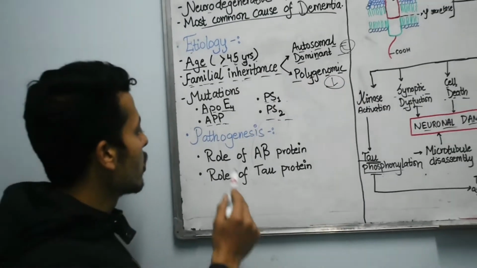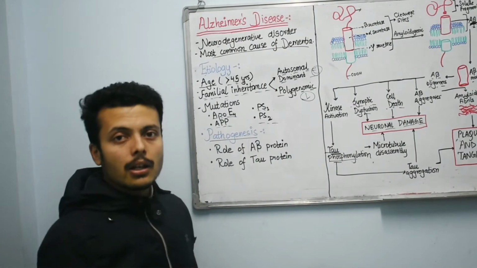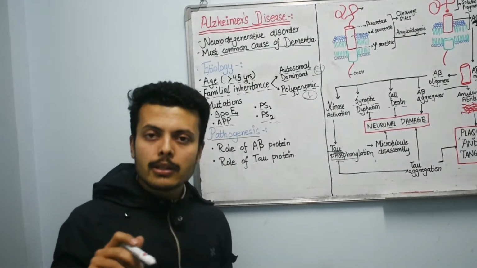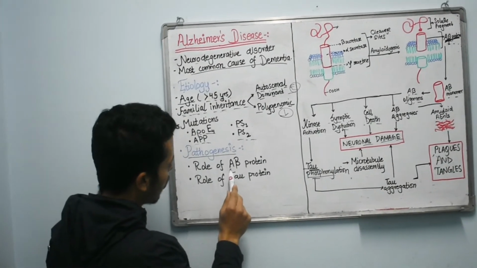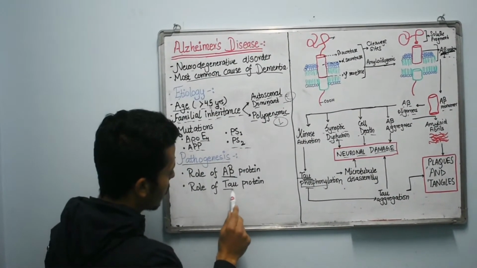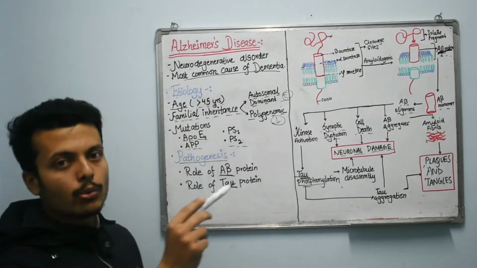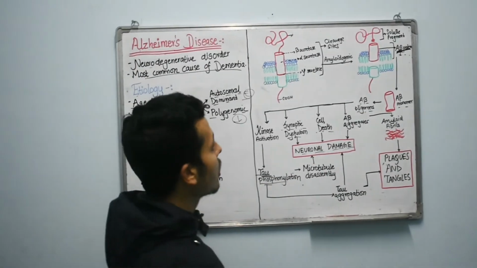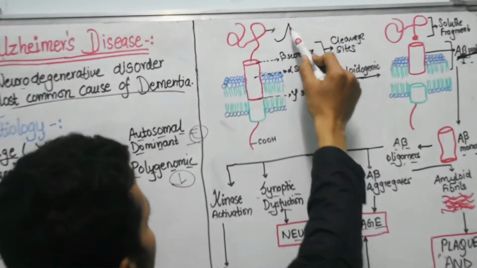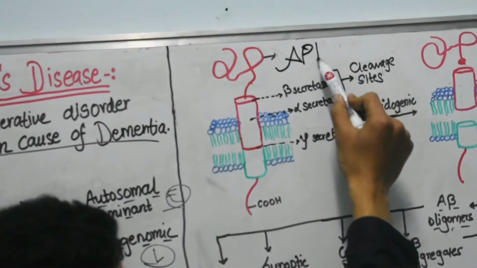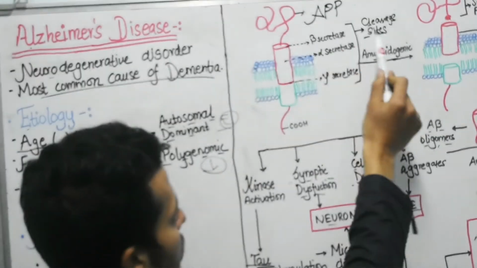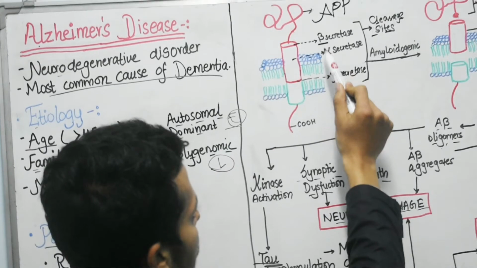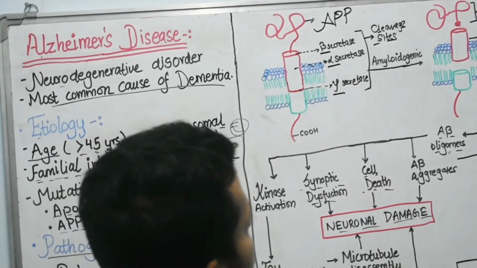Now let's move on to the pathogenesis of Alzheimer's disease. While discussing the pathogenesis of Alzheimer's disease, we have to discuss it under the role of two proteins. That is the role of amyloid beta protein and the role of tau protein. Now let's move on to this figure. This figure basically shows APP, that is amyloid precursor protein, and this protein has three cleavage sites. The three cleavage sites include beta, alpha, and gamma sites.